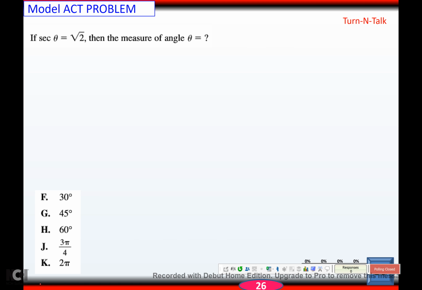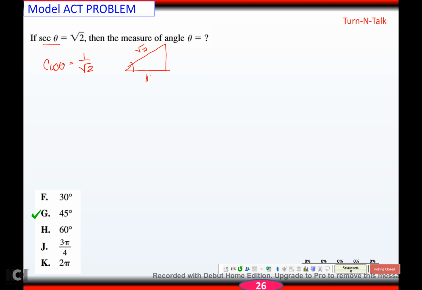And hopefully you got 45 degrees. Here's that other one where they expect you to remember the 45, 45, 90 relationship. If I know that secant is the square root of 2, then I know that cosine theta is the reciprocal, so it'd be 1 over the square root of 2. Follow me? Well, if I set up a triangle and put my theta here, cosine is adjacent over hypotenuse.